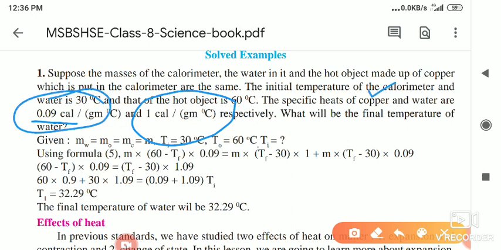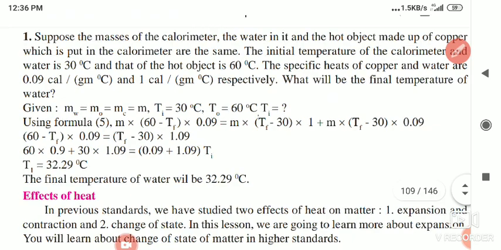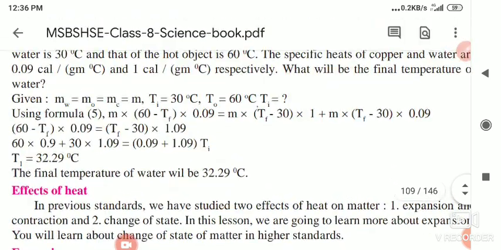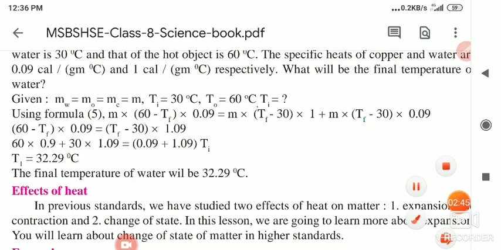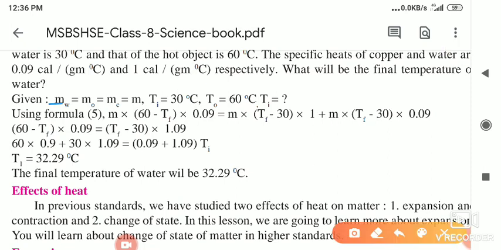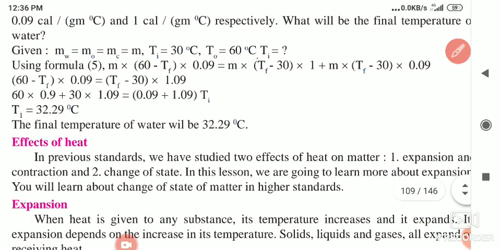This is the specific heat of copper, and this is the specific heat of water, and we have to find out the final temperature of the water. The change in temperature delta T is the difference between T initial and T final, which we have to find out. So here the mass mw is equal to m0 is equal to mc is equal to m, because it is given that all masses are equal. The initial temperature of the water is 30 degrees Celsius, and the temperature of the object is 60 degrees Celsius, and we have to find out the final temperature.